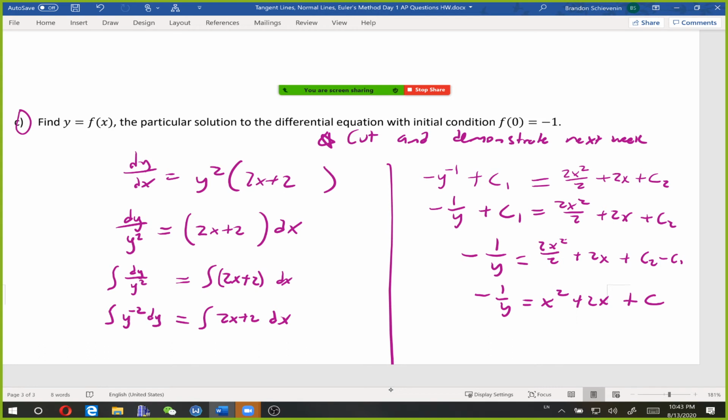Is it good if I multiply all the numbers in the equation by y? Yeah, I would do that. So this is negative 1 equals x squared plus 2x plus c times y. Yeah. And then to get y alone, what would I need to do? Divide by x squared plus 2x plus c. Perfect. So y is equal to negative 1 divided by everything else, x squared plus 2x plus c. Perfect.